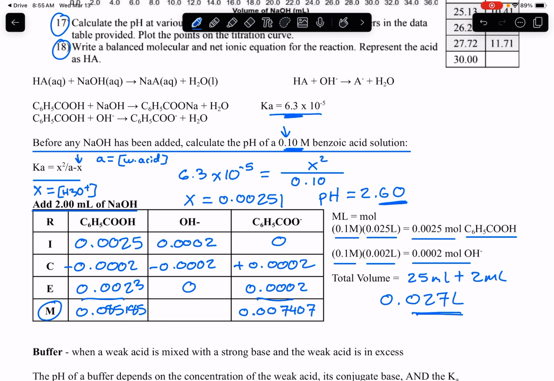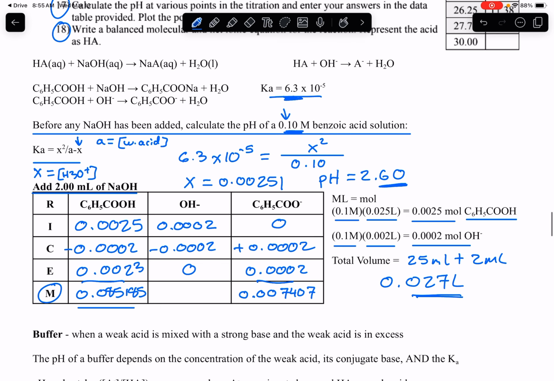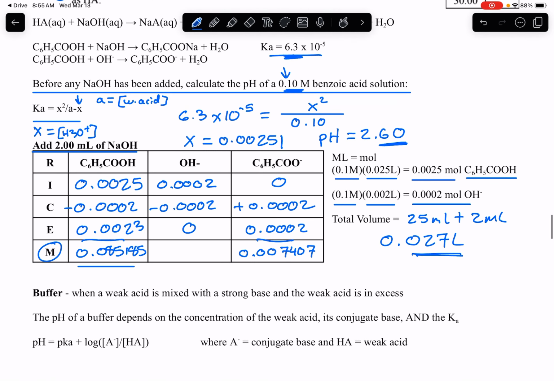All right, here is where solving for pH is different. When you have a strong acid, strong base, you just take the negative log of this, because whatever the concentration of your strong acid is, that's the concentration of your H3O or H+. But with the weak acids, that is not true. So we have to recognize that this is a buffer. A buffer is when a weak acid is mixed with a strong base and the weak acid is in excess. And that is exactly what we have here. Weak acid reacted with a strong base. The weak acid is in excess. The strong base ran out first.